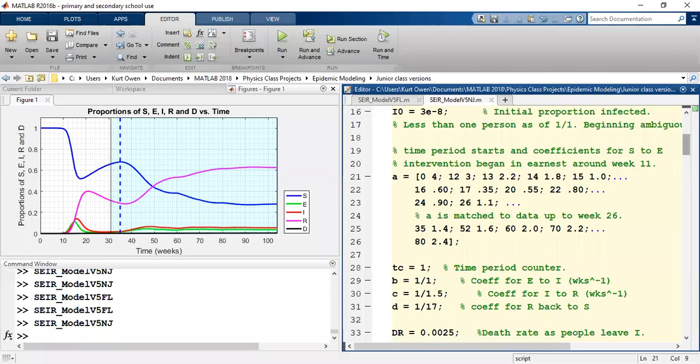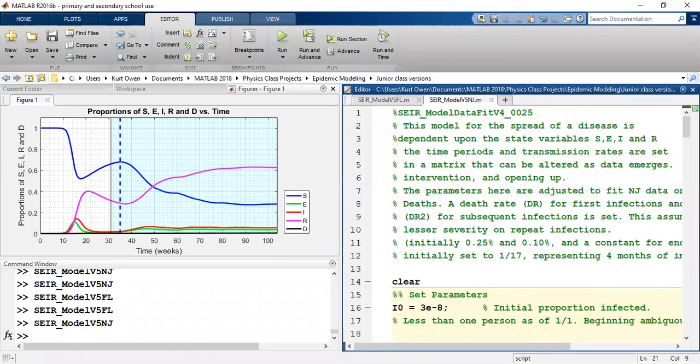Okay, so here we are. We're going to look at the code in the model and see what happened. This is once again the New Jersey model, so you can see the early peak in infections, followed by the kind of steady state in infections that goes on for a long time.